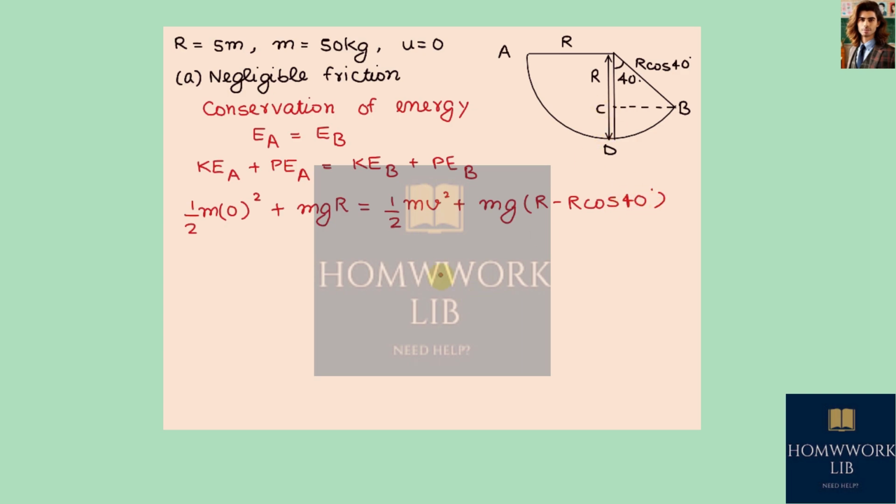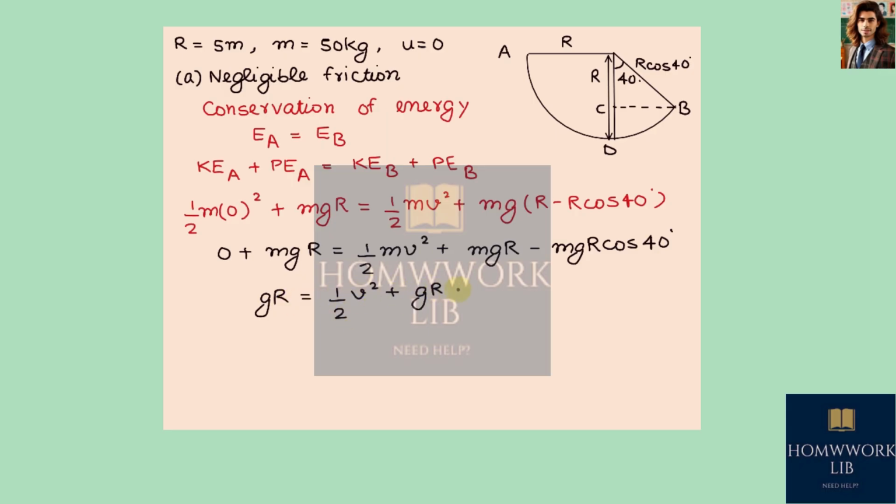This distance is CD. So here we can write this is equal to 0 plus mgr is equal to half mv square plus mgr minus mgr cos 40 degree. So here we get gr is equal to half v square plus gr minus gr cos 40 degree. Here we can cancel these terms, and we get v is equal to under root 2gr cos 40 degree.